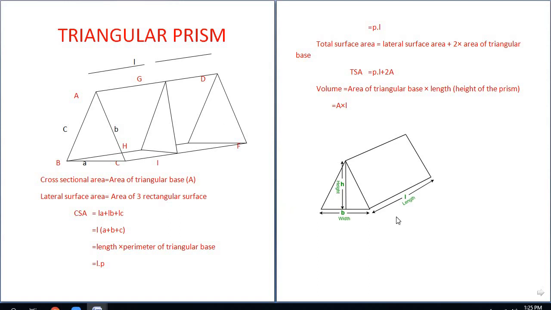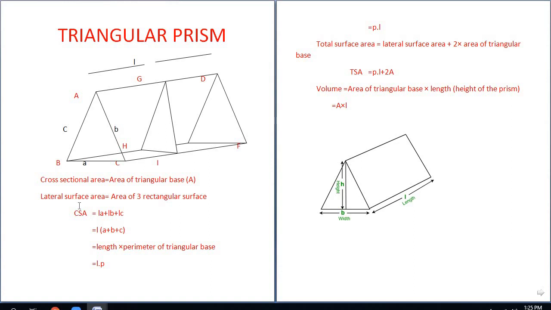Similarly, in this figure we have b as the width and h as the height. Then the area of cross section of this given triangular prism will be 1 by 2 b into h. Now let us move to the lateral surface area. Lateral surface area is also known as curved surface area.